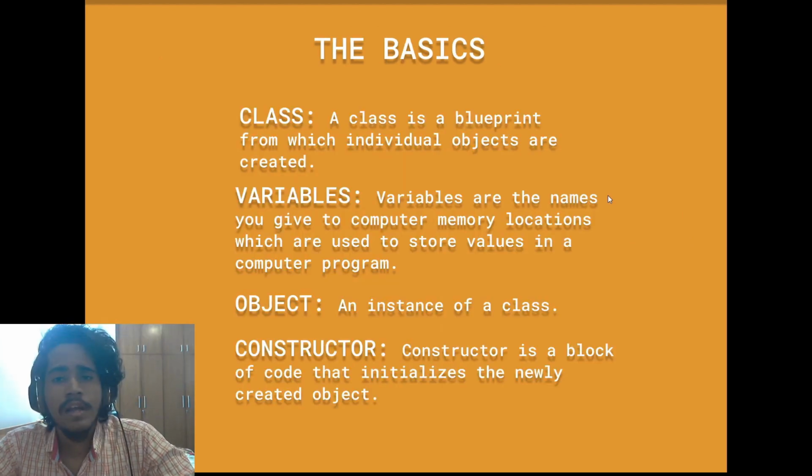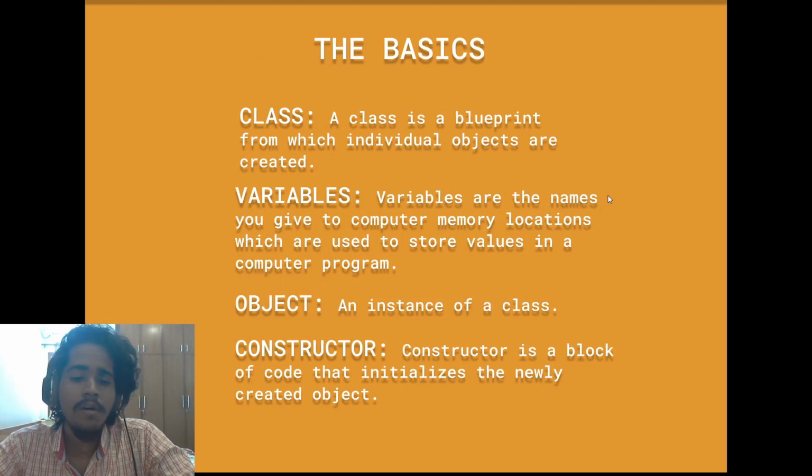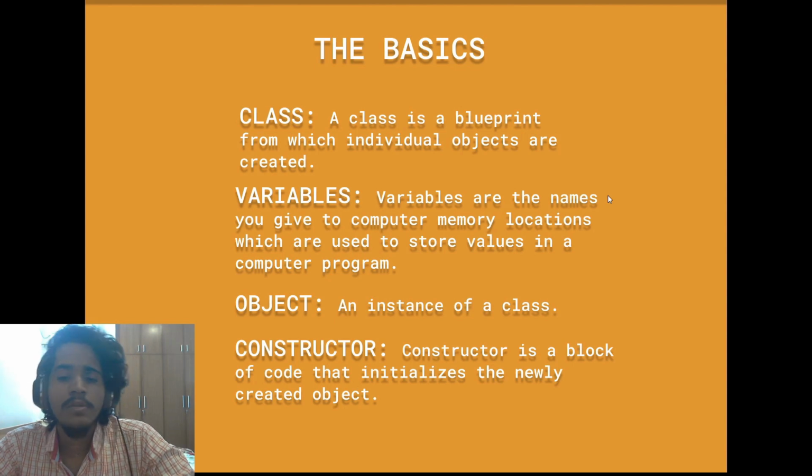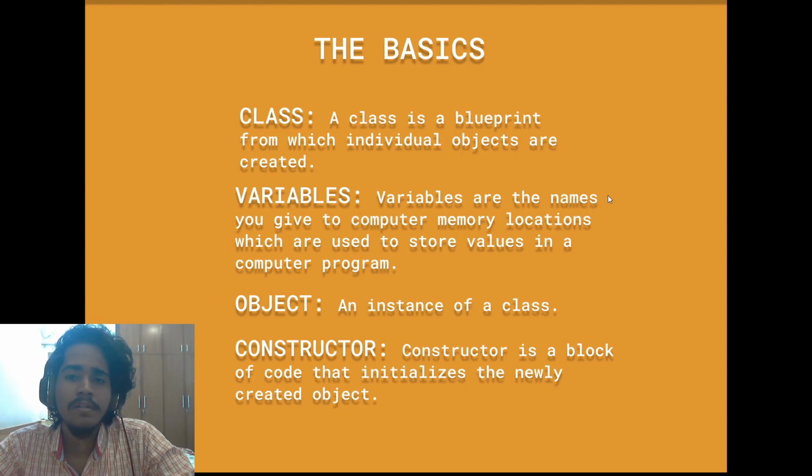The basics cover classes, variables, objects, and constructors. A class is a blueprint from which individual objects are created. For example, consider the class student. Each of us has a unique blueprint. That is, we have our own variables such as name and roll number, and we have different methods, as in functions. We study, we write, we run, we play. Each of those individual actions is called a method. And here, each object is considered to be a student.